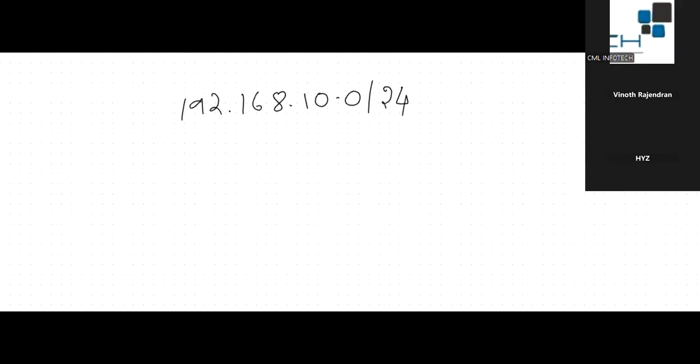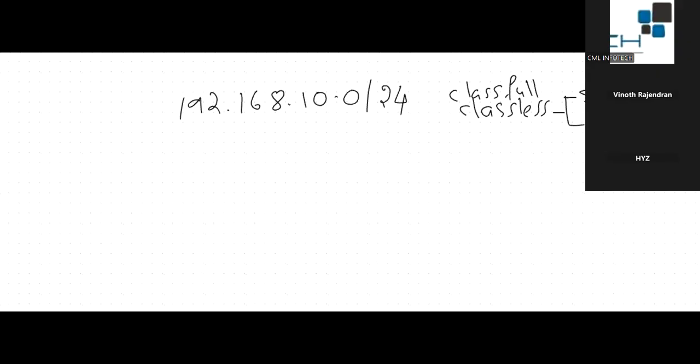Class C classful, or we can call it a default network. And there's another one which is called classless. In classless, we have two subjects. One is called subnetting. The other one is called supernetting.